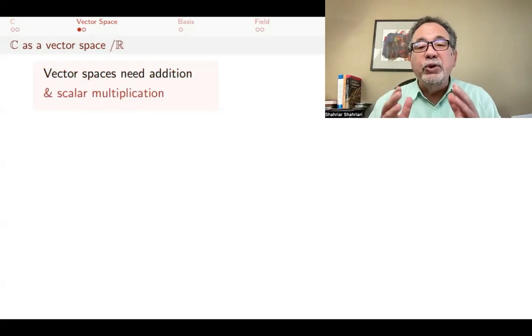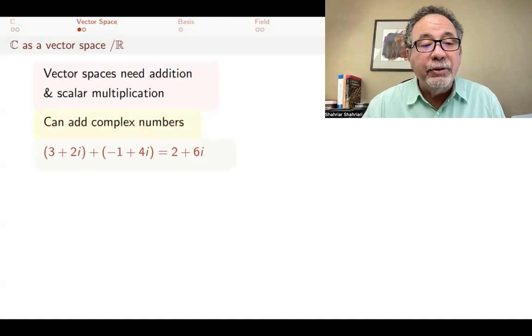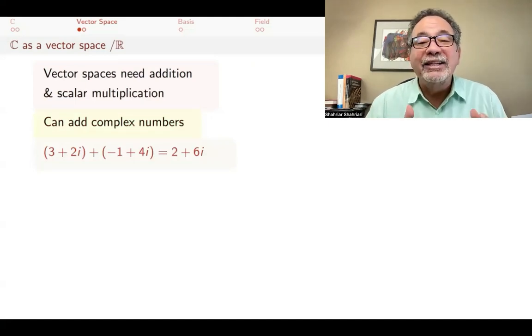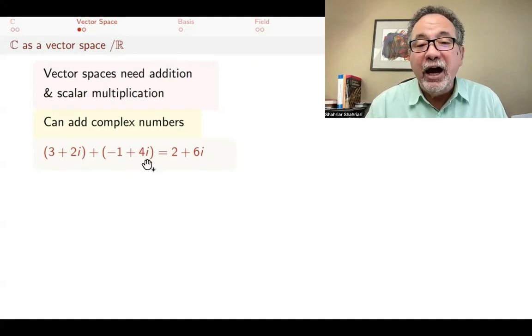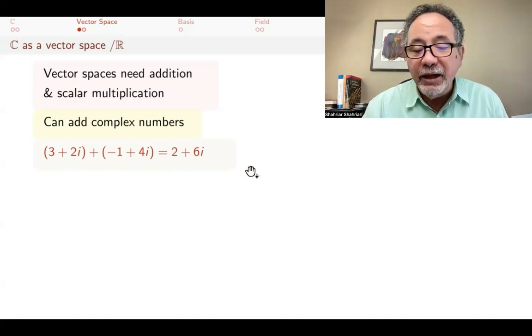You have to be able to do addition and scalar multiplication, and they have to follow certain rules. We can add complex numbers. For example, if you take 3 plus 2i and -1 plus 4i, you add like terms. You add the real numbers, the 3 and -1, and you also add the i part. So 3 minus 1 is 2, and 2i plus 4i is 6i. So this complex number plus that complex number gave us a new number.